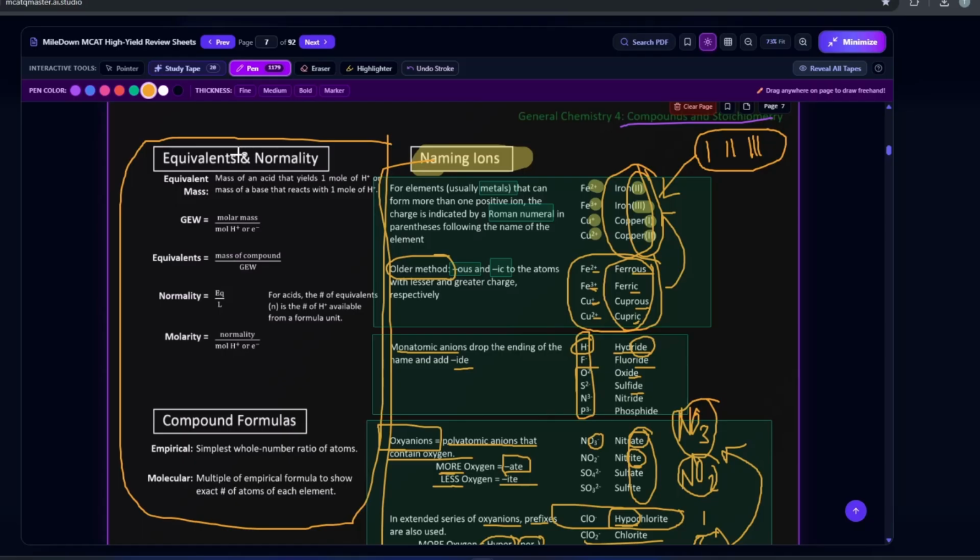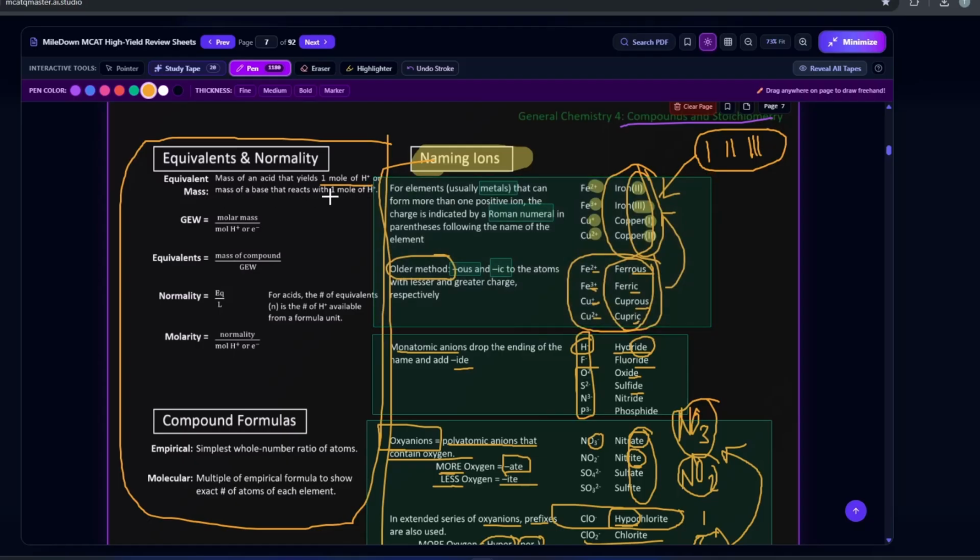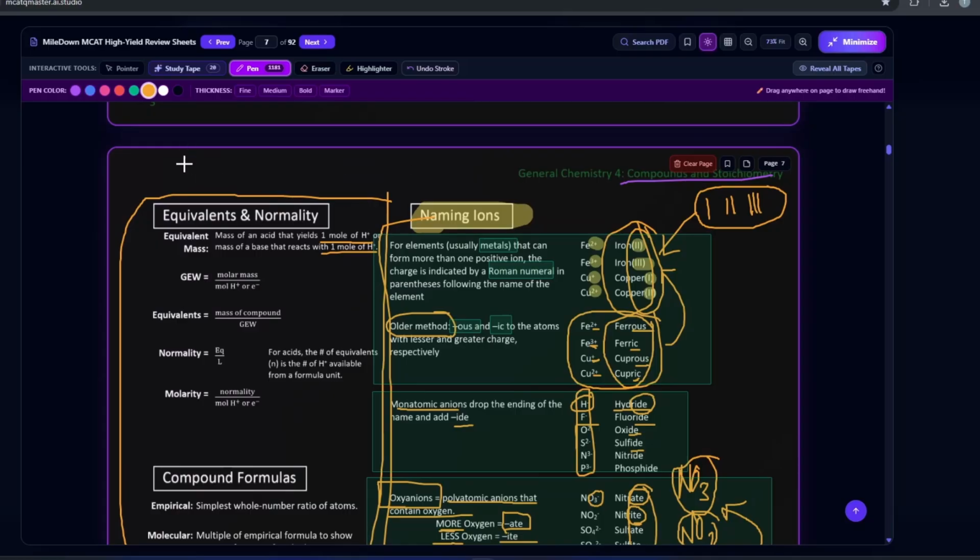So equivalence and normality. Equivalent mass is the mass of an acid that yields 1 mole of H+, or the mass of a base that reacts with 1 mole of H+. So an equivalent is essentially how much, in terms of mass, which is usually in grams, will give 1 mole of H+. Okay, and the gram equivalent weight is molar mass over the mole H+, or electron number. Equivalence is the mass of the compound over the gram equivalent weight. And then normality is the equivalence over the liter.